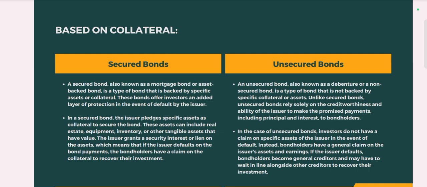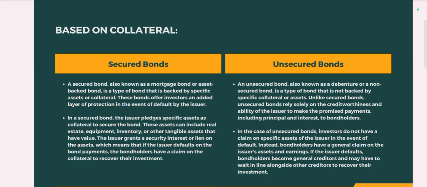In a secured bond, the issuer places a specific asset as collateral to secure the bond, and these assets can include real estate, equipment, inventory, or other tangible assets that have value. The issuer grants a security interest or lien on the assets, which means that if the issuer defaults on the bond payments, the bondholder has a claim on the collateral to recover their investment.